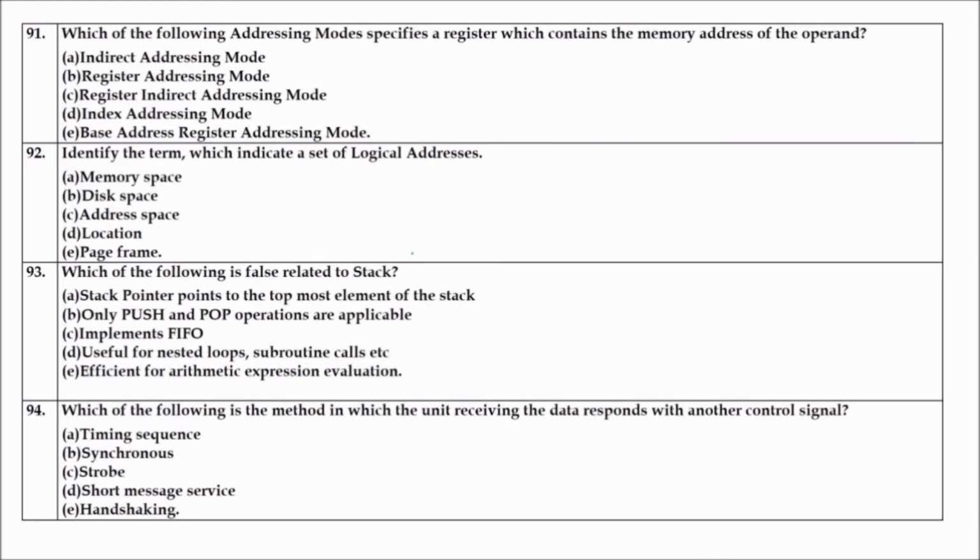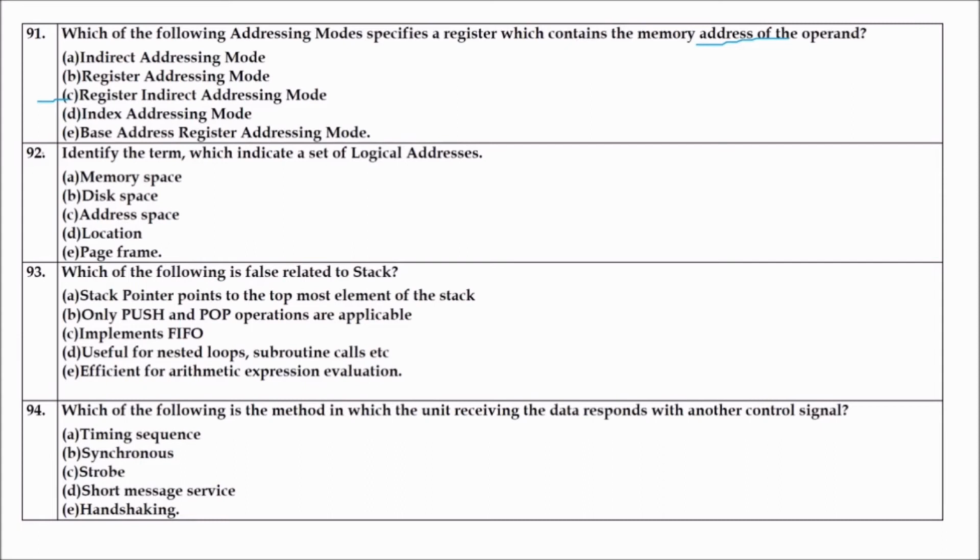Now next is, which of the following addressing modes specifies a register which contains the memory address of the operand? The answer is C. Register indirect addressing mode. The addressing mode that specifies a register which contains the memory address of the operand is register indirect addressing mode.